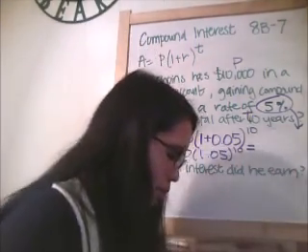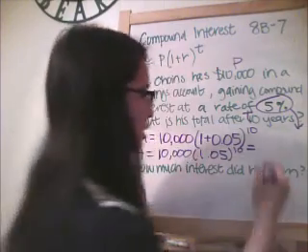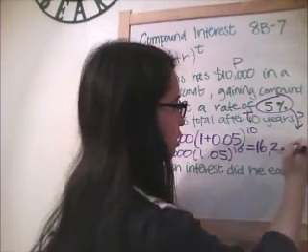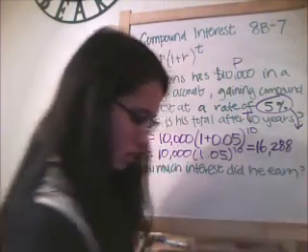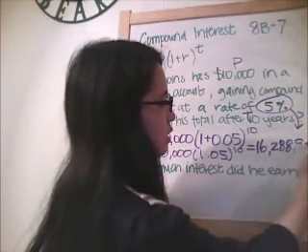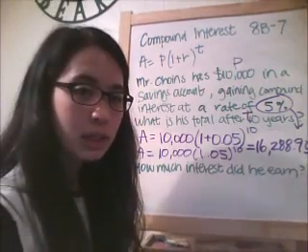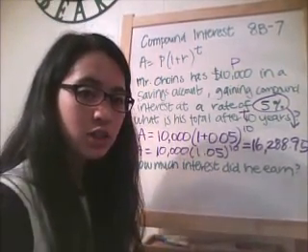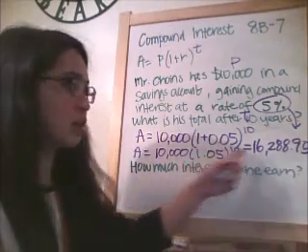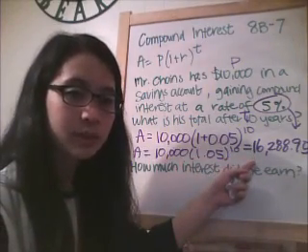So A equals 10,000. Either way you plug it in, make sure you do it correctly. You will end up with $16,288.95, and that's rounded a little bit. Go ahead and plug it in yourself to make sure that you know how to plug this into the calculator and you get the same number.